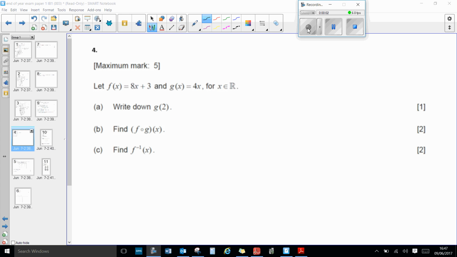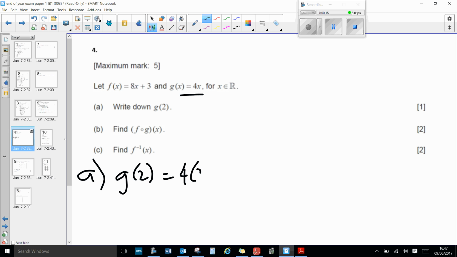Okay, so number 4. So we need to find g(2). So that means substituting the value of 2 into the expression for g. So g(2) is just going to be 4 times 2, which hopefully you'll find is 8.